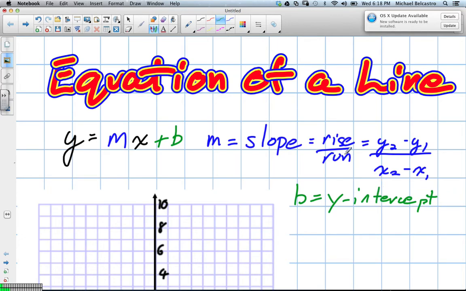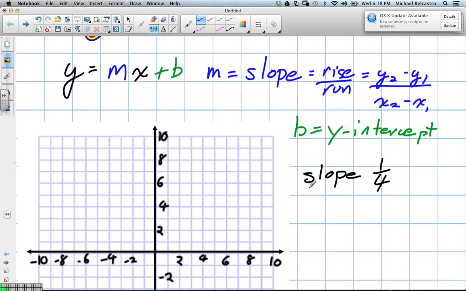The question says that we have a line that has a slope of 1 over 4. But instead of telling us the y-intercept, they say it passes through the point (4, 2). So this makes it a little harder for us to develop our equation of a line.